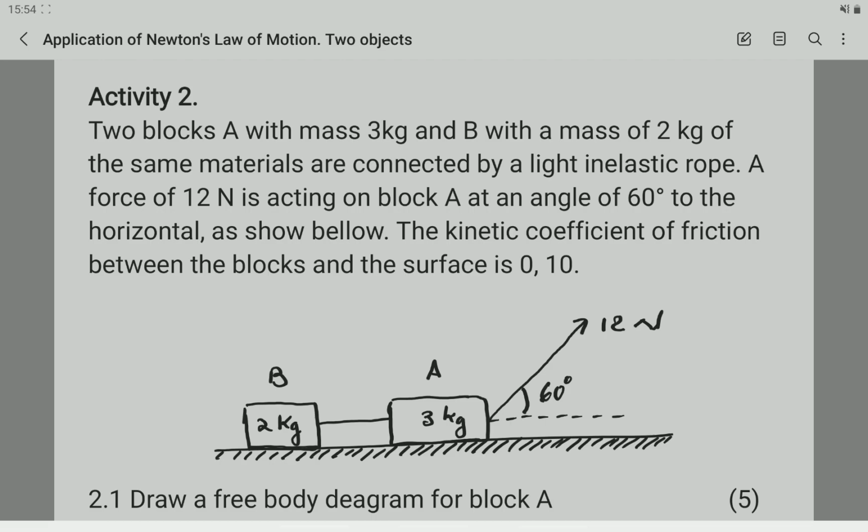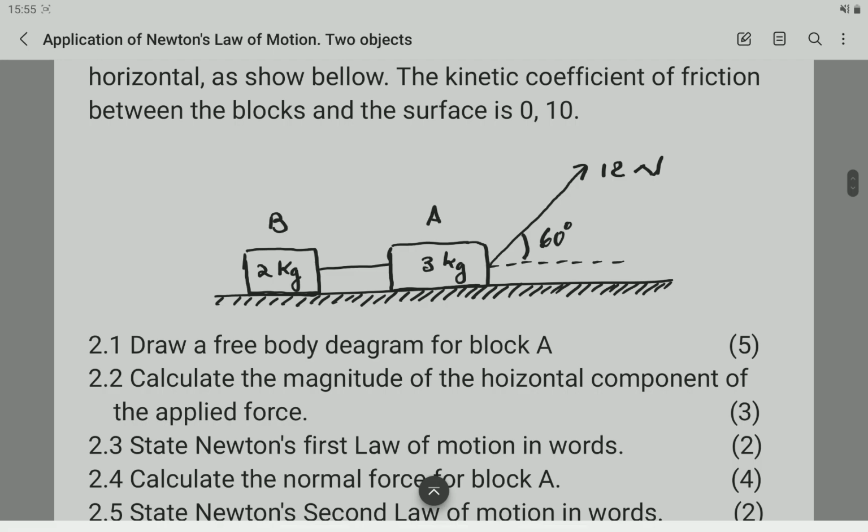The question says two blocks, A with a mass of 3 kilograms and B with a mass of 2 kilograms, of the same materials, are connected by a light inelastic rope. A force of 12 Newton is acting on block A at an angle of 60 degrees to the horizontal as shown below. The kinetic coefficient of friction between the blocks and the surface is 0,10. Here is the picture of the situation. You have the applied force of 12 Newton, the angle between that force and the horizontal is 60 degrees, and the masses of the objects.